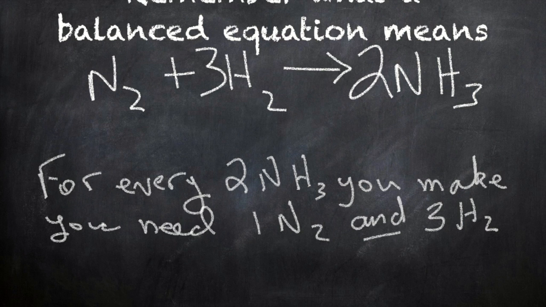So if you have a certain amount of ammonia you want to make, stoichiometry will let you figure out how much nitrogen and hydrogen you will need to make that ammonia. So again, you can be predictive, you can be scientific.